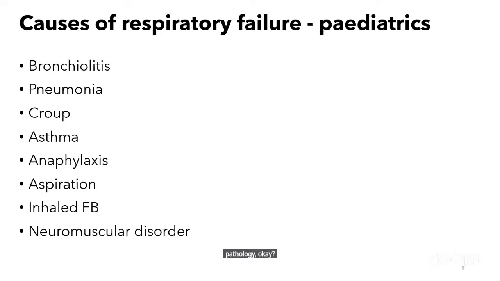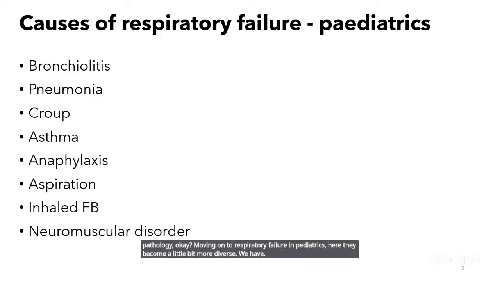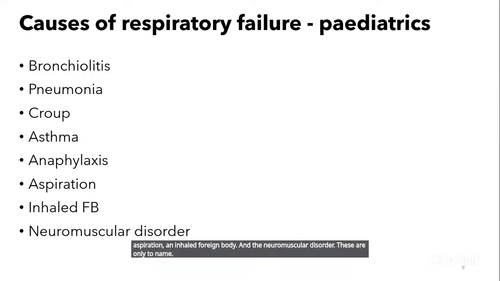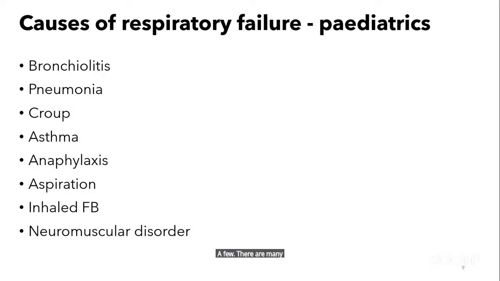Okay? Moving on to respiratory failure in pediatrics, here they become a little bit more diverse. We have bronchiolitis, which is a leading cause of problems in the age between 5 months and a year and a half, pneumonia, croup, asthma, anaphylaxis, aspiration, an inhaled foreign body, and a neuromuscular disorder. These are only to name a few. There are many more causes of respiratory failure in the pediatric population, but I mentioned here the commonest ones.